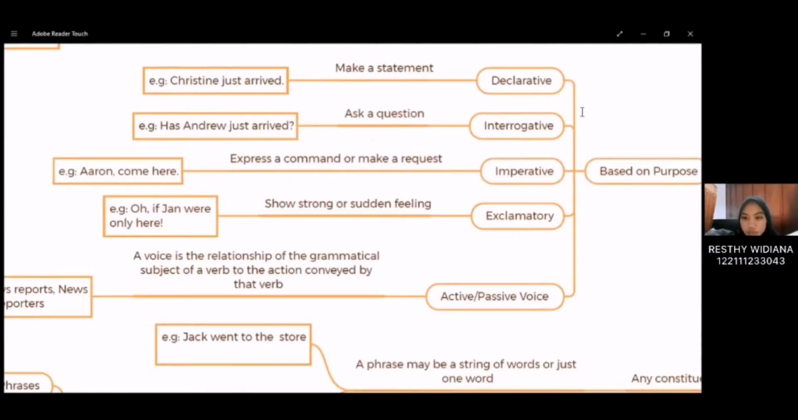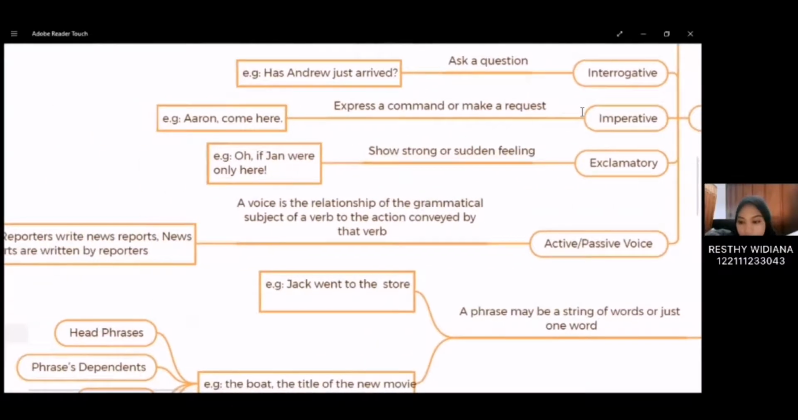Next, imperative. These sentences express a command or make a request. Example, Aaron, come here. Next, exclamatory. These sentences show strong or sudden feeling. Example, oh, if John were only here.